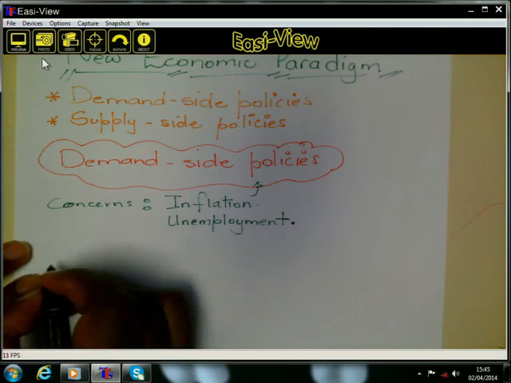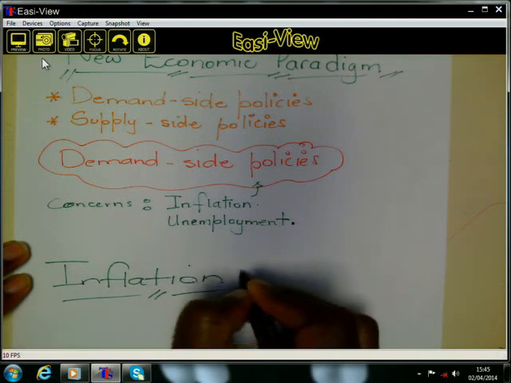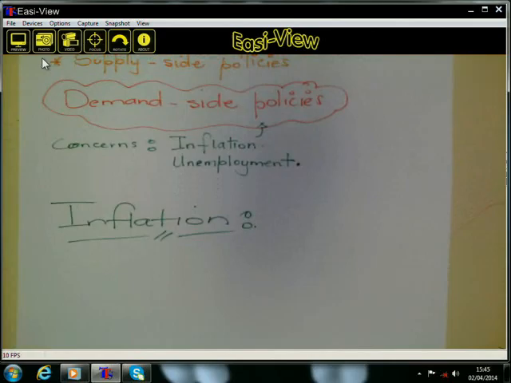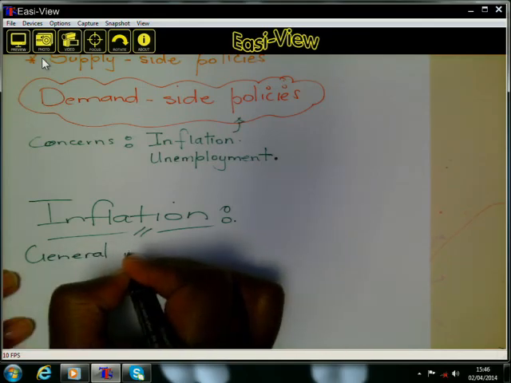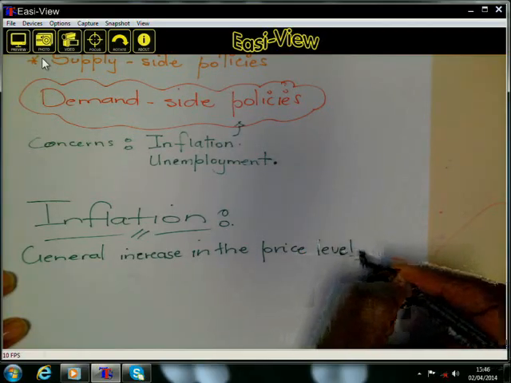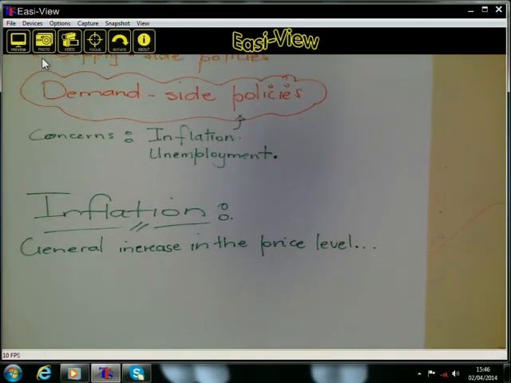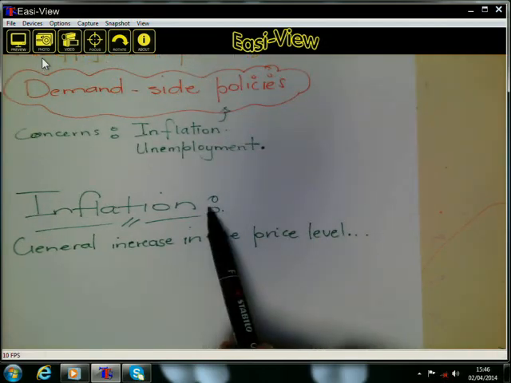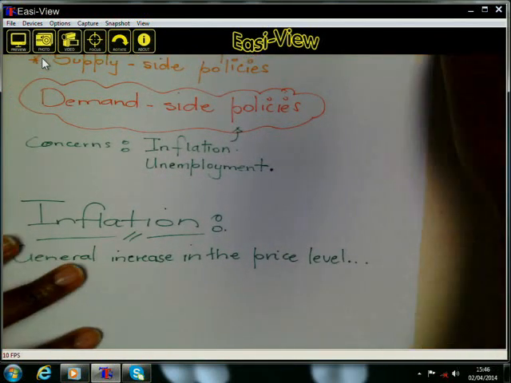Before we do that, let's look at what inflation is. You know what we're talking about when we talk about inflation. Inflation is a general increase in the price level. And remember, it must be a rapid increase over a period of time. So we have a general increase in the price level, which is our inflation. But now here's the thing. How does this happen in an economy? Technology does this all the time.